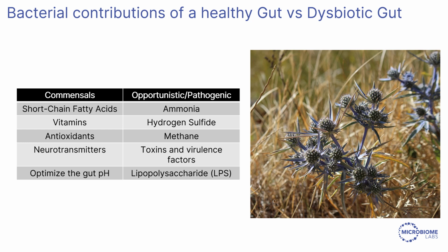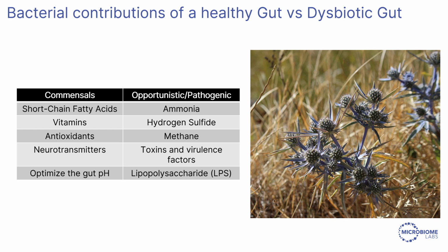Again, these dysbiosis risk factors can change who is in the gut. And when the who changes, the what is also going to change. Different species of bacteria carry out different functions and can either be helpful or harmful for us. For example, commensal bacteria are known to produce health-promoting short-chain fatty acids like butyrate, acetate, and propionate. They also produce vitamins, antioxidants, neurotransmitters, and can help optimize the gut pH, which supports the growth of healthy commensals and can discourage the growth of opportunistic and pathogenic bacteria.